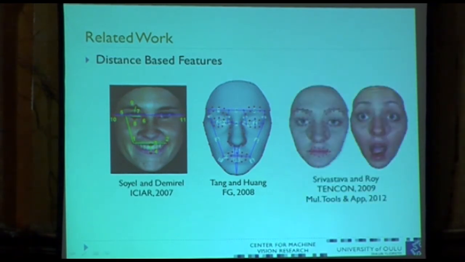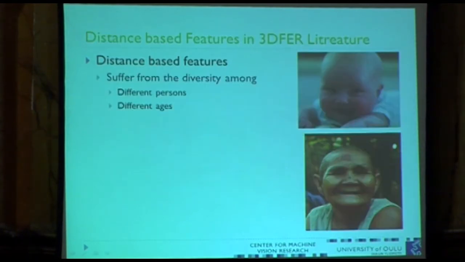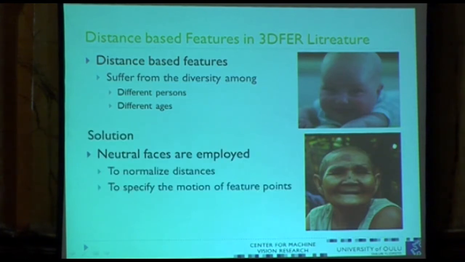Similarly, Srivastava and Rao used the geometrical displacement of a facial point from its position in a neutral face to that in the expressive face. In these studies, distances are measured among facial landmarks, usually provided by the database owner, and these 3 works are meant for detecting the basic 6 emotions. However, such distance-based approaches suffer from the diversity among different persons and different ages. Therefore, to overcome this challenge, neutral faces are employed. The neutral reference of each subject is used to specify the motion of a feature point or to normalize the feature.